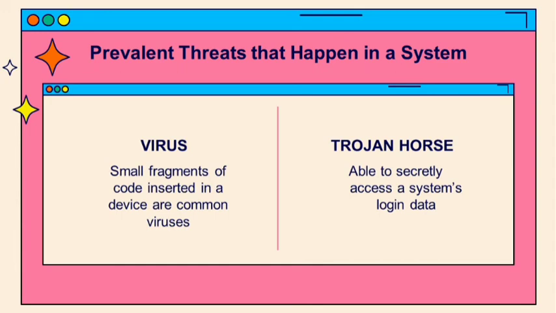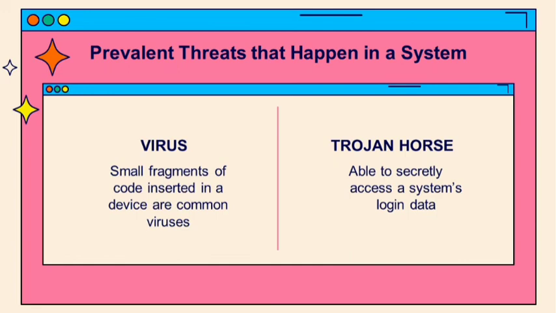So these are the prevalent threats that happen in a system. A threat is a program that is malicious in nature and causes the device to experience adverse effects. First, we have virus. Viruses are small fragments of code inserted in a device. They are very risky and can corrupt data, delete information, and crash systems. By replicating themselves as needed, they can also spread further.